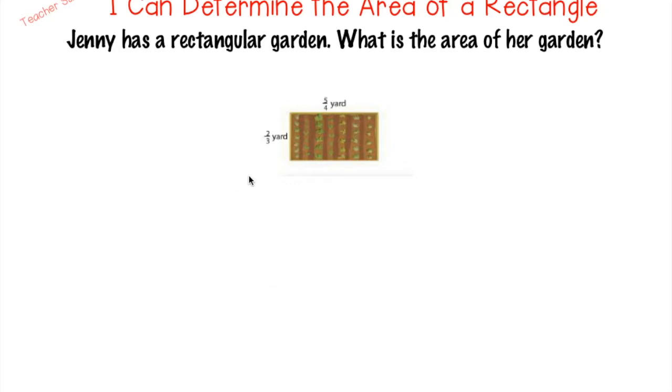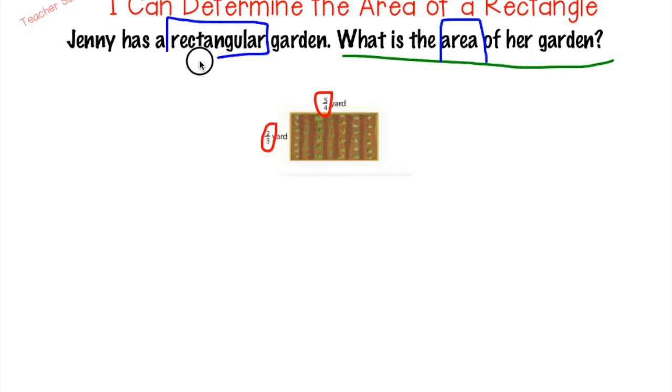Okay, so when we're determining the area of a rectangle, we want to take the length times the width of the rectangle, or base times height. So I'm going to go ahead and do my cubing strategy. I'm going to circle any key numbers, so 5/4 and 2/3. I'm going to underline the question. I'm going to box any keywords. I'm going to eliminate anything that we don't need. And then I'm going to solve.